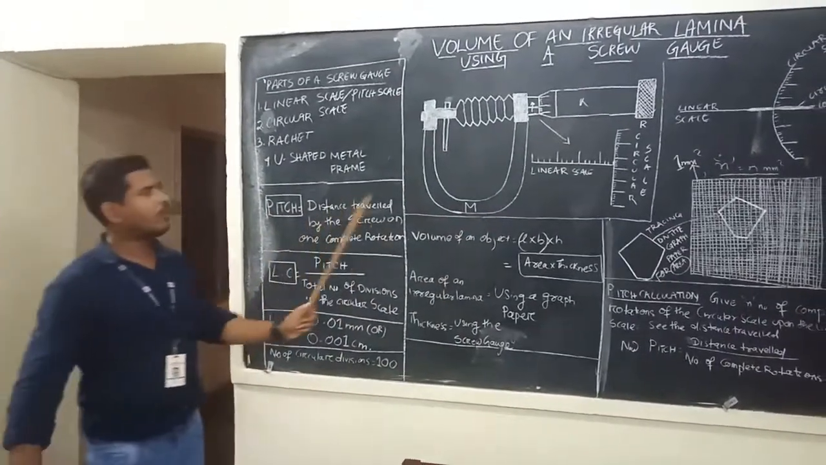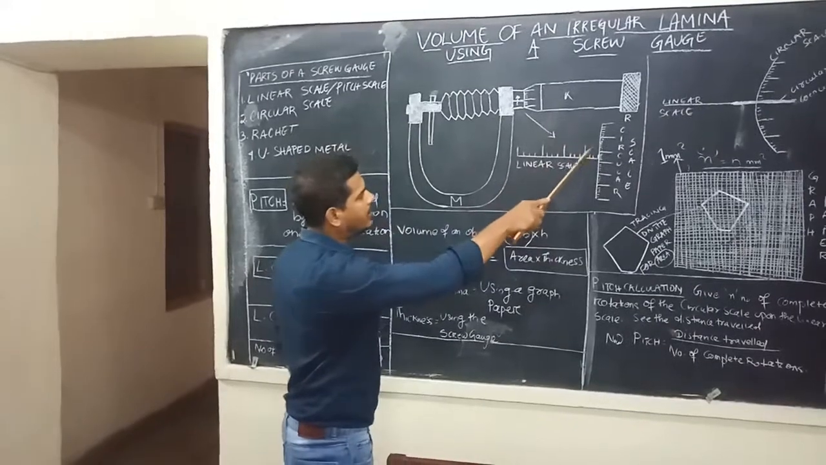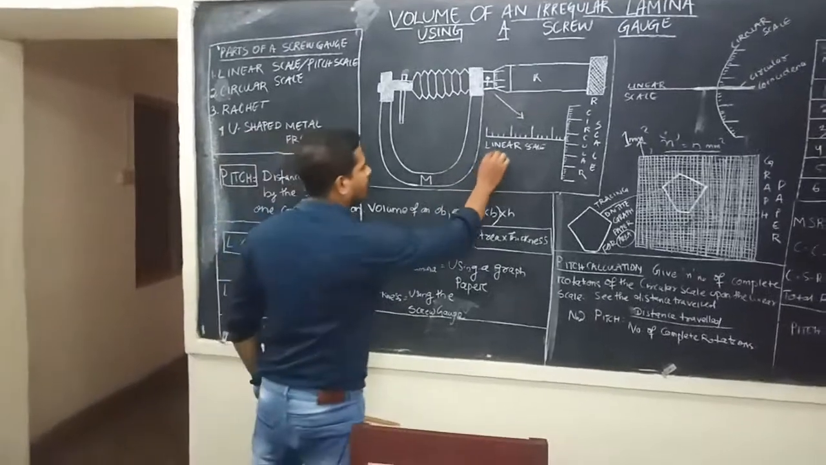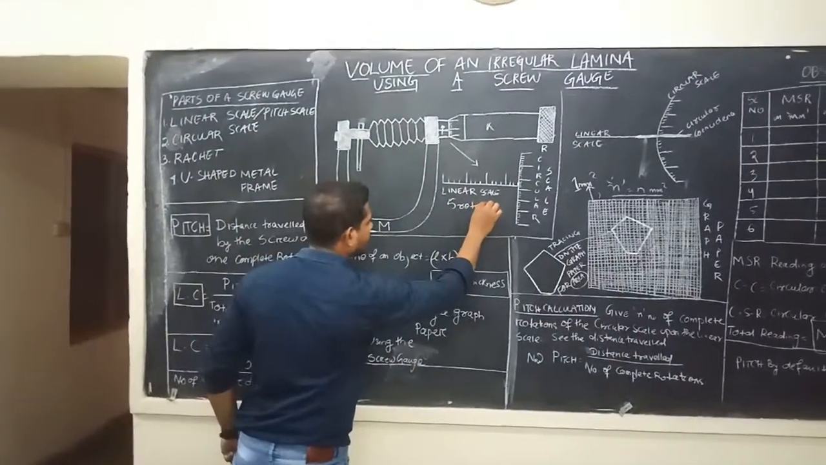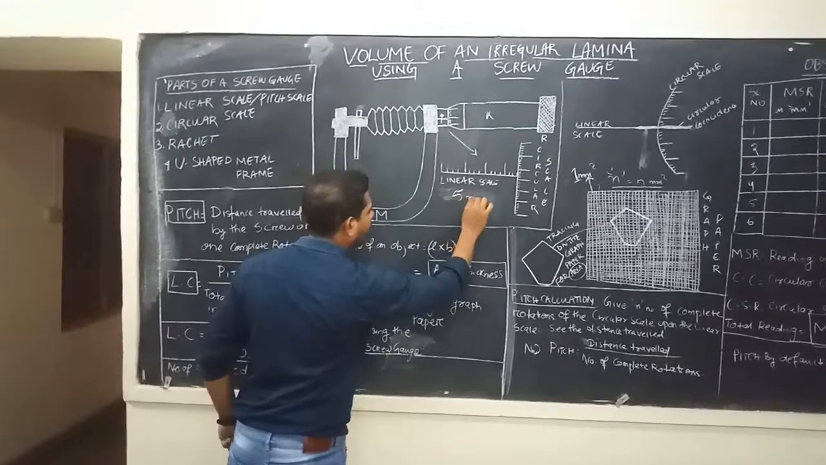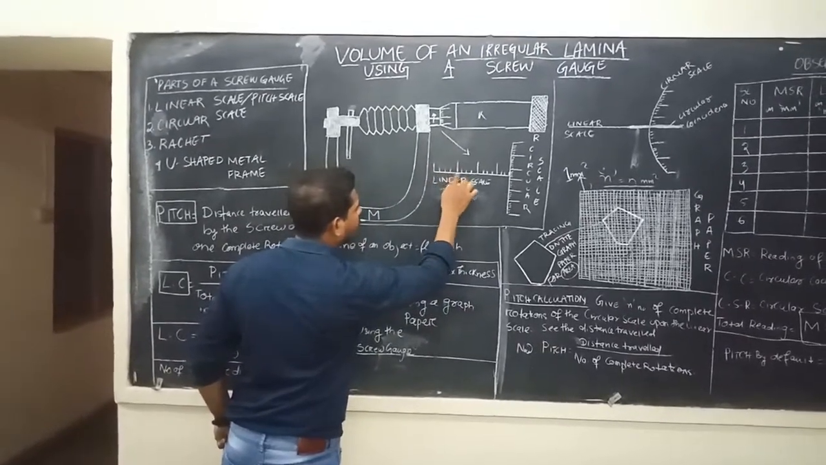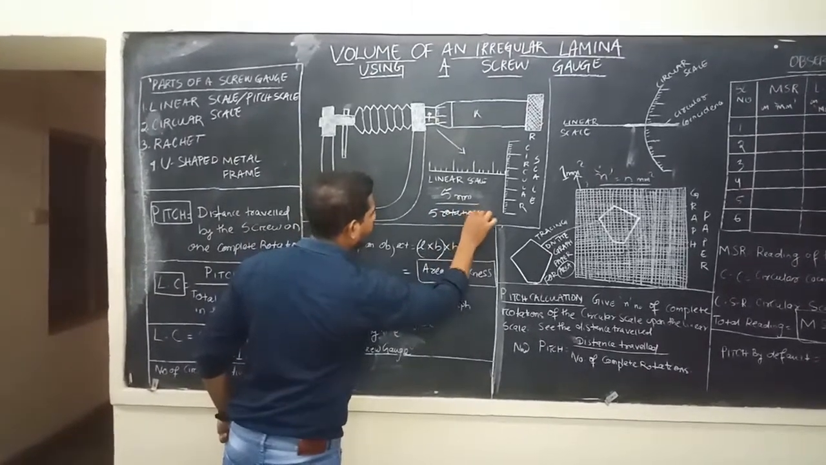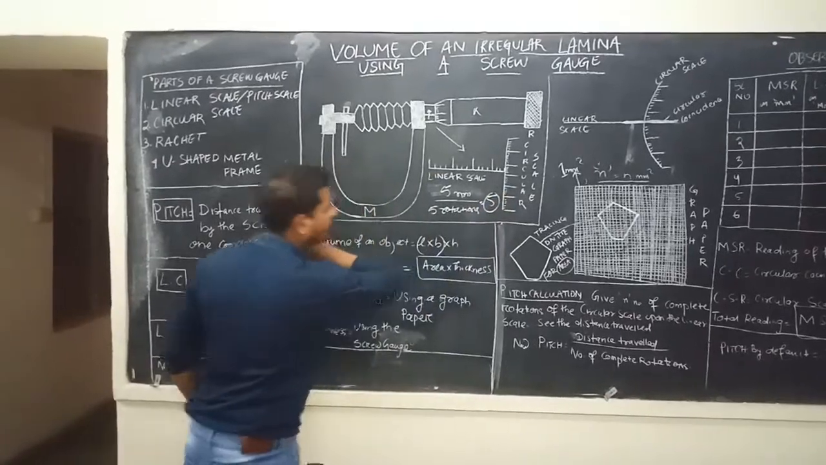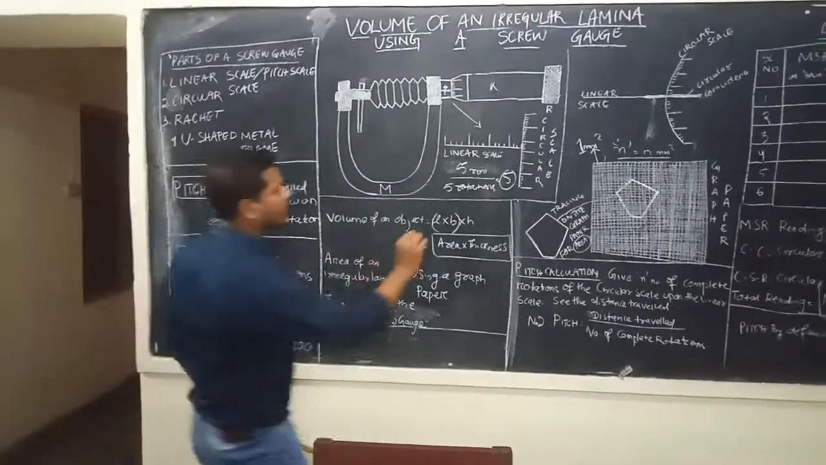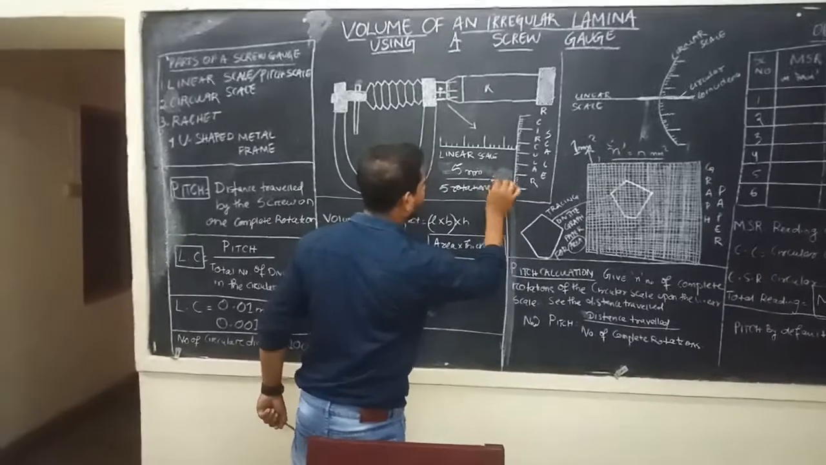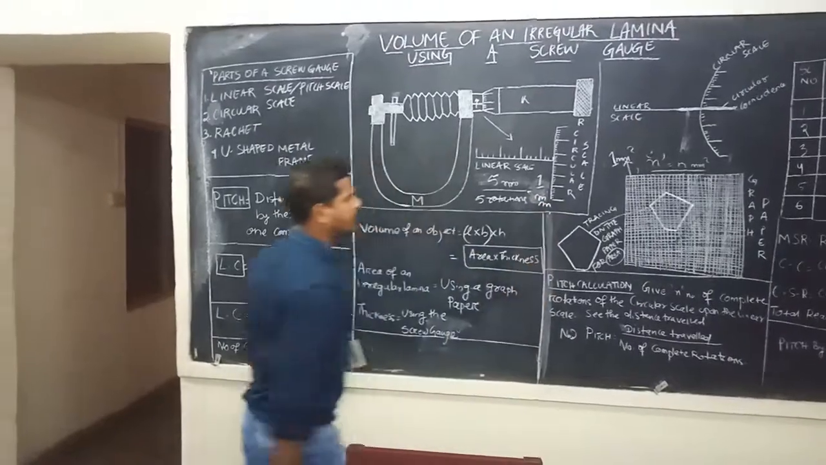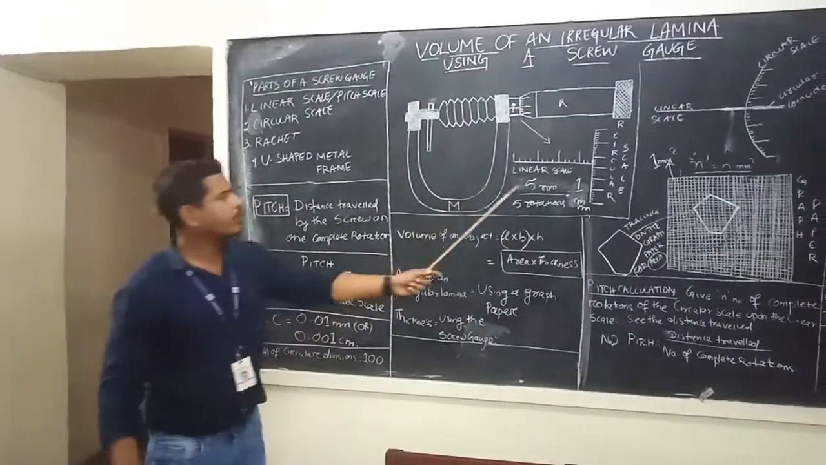Suppose we give 5 complete rotations of the screw head. Now it has traveled 5 divisions on the main scale. So the pitch will be 5 millimeter by 5 rotations, because each division of the main scale is 1 millimeter. So the pitch will be how much? Sorry, pitch is not 5. Pitch is 1 mm, because 5 millimeter by 5 rotations.